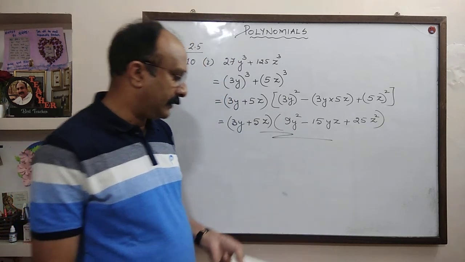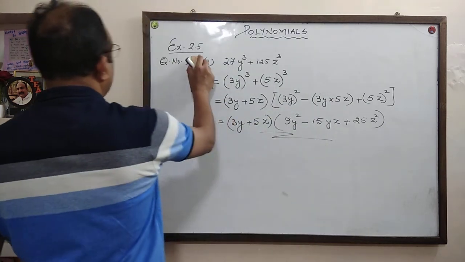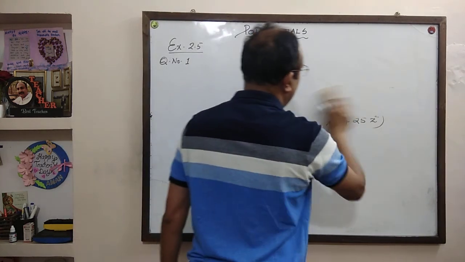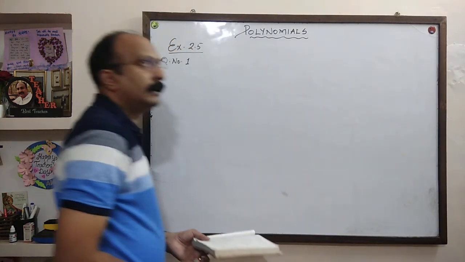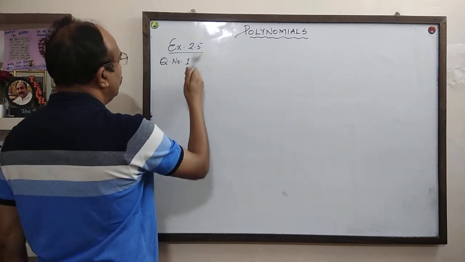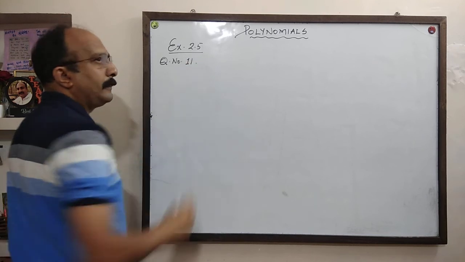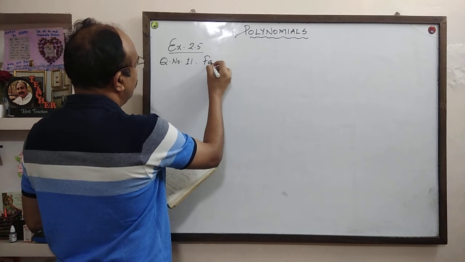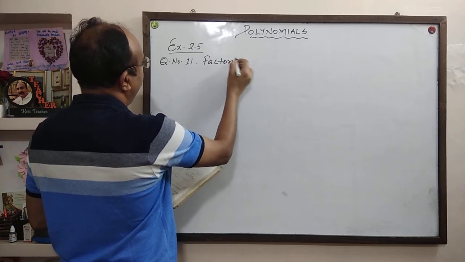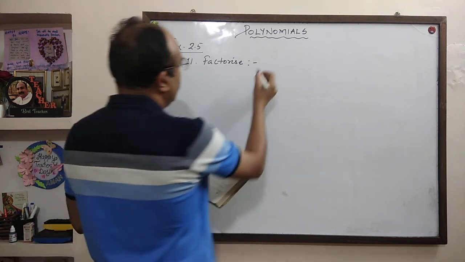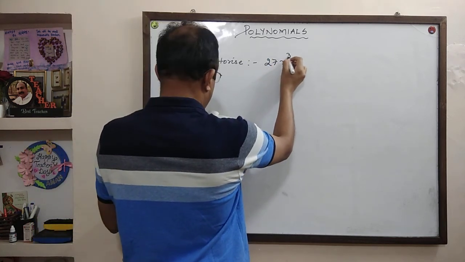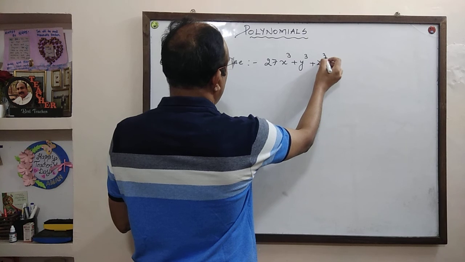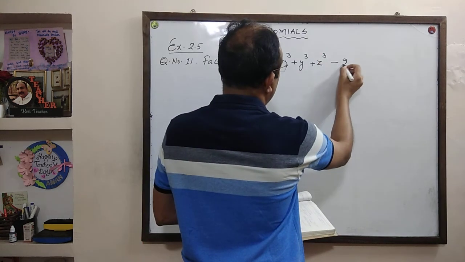Question number 11 is: factorize 27x cube plus y cube plus z cube minus 9xyz.